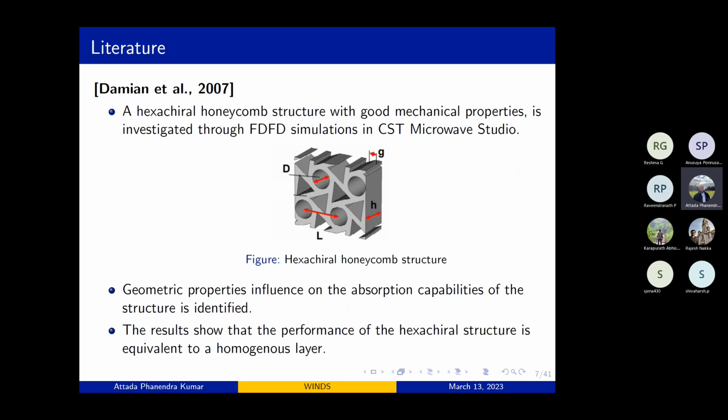But one of the drawbacks which I have observed in this research work is the thickness of the sample was around 20 mm. So it is not a feasible thickness for aircraft structures if you want to use this kind of structures. So the basic idea was to reduce this thickness so that we can implement it for aircraft structures. So that was also one of the motivations for me.